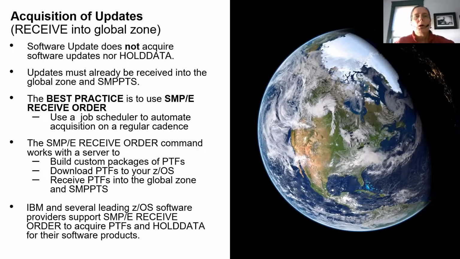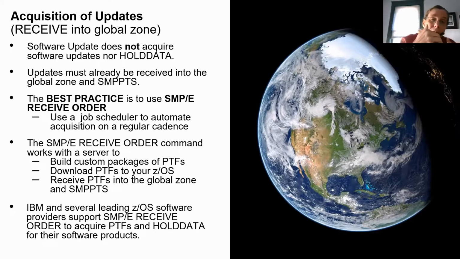Okay, and the reason why we are coming in from this position is that we have been saying for a long time that the best practice is to use an SMPE receive order in order to acquire that hold data and the fixes nightly or weekly or on some regular basis with automation or some other regular cadence that you have. I know on my systems, I use cron and I do a receive order every single day for the latest enhanced hold data. And I have another cron job that I use in order to receive PTFs into the global zone every single day as well.